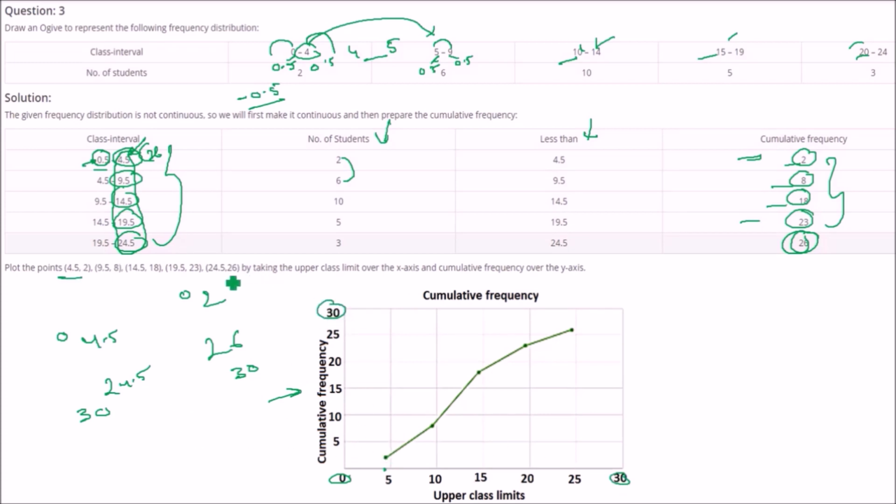So first, I'll mark a few points, for 4.5 and 2. 4.5 will be somewhere here, and 2 will be somewhere here. So we are making this one. Then let me take the last one, 24.5. 24.5 will be somewhere here, and 26 will be somewhere here. So yes, this is your final point. I hope you'll be able to make the other points. So this will be your ogive.